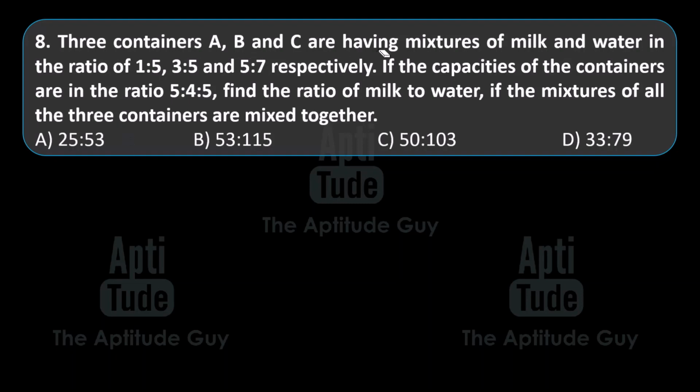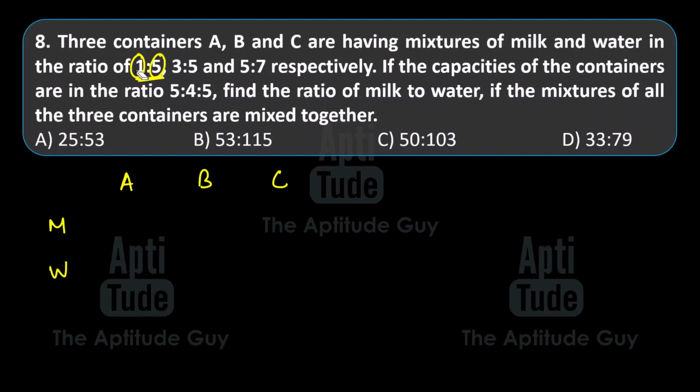There are three containers A, B and C. Okay, we have A, B and C, and they have milk and water. Now, the first container, container A, has milk and water in the ratio 1 is to 5. So we have 1 part of milk and 5 parts of water.